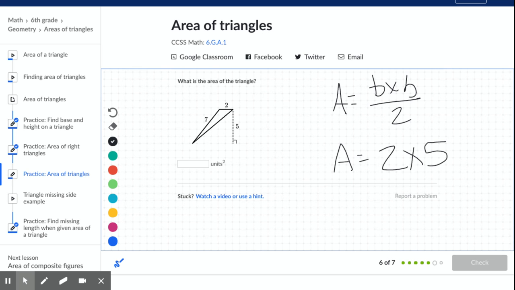And then, just like in the other one, because we're finding the area of a triangle, I always think about a triangle being half of a rectangle. So we're going to divide by 2. So here, 2 times 5 is 10, divided by 2 is 5.